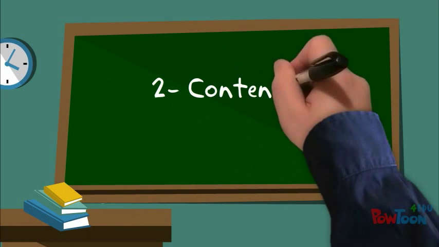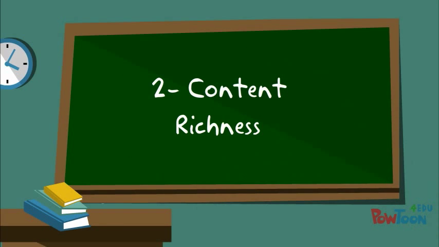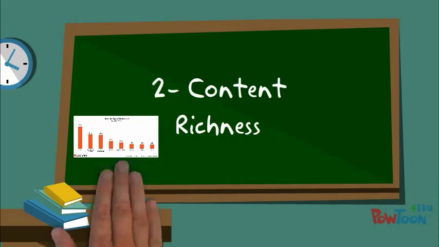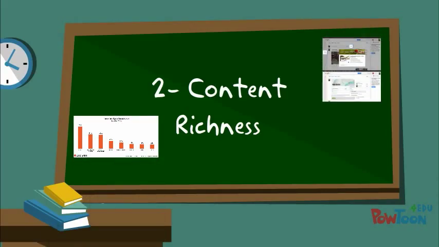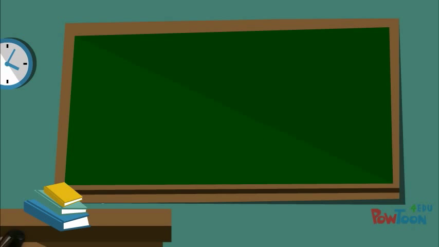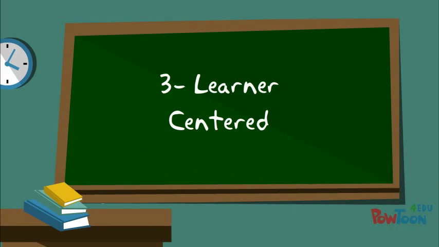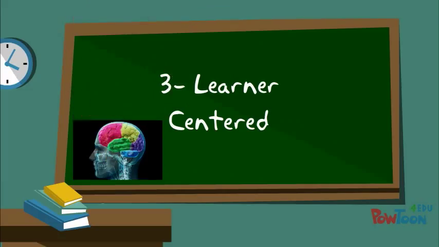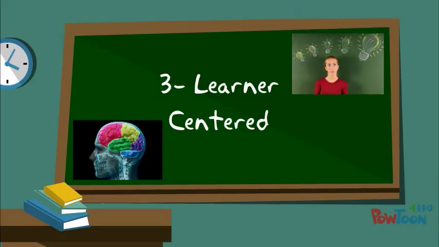2. Content richness. Educational websites must have multiple ways for the user to interact with the site and must go into great detail where effective learning is the outcome. 3. Learner-centered. Research about how the human brain learns has led to the recommendations and development of the learner-centered approach to learning. In this approach, focus is on what and how the student is learning.